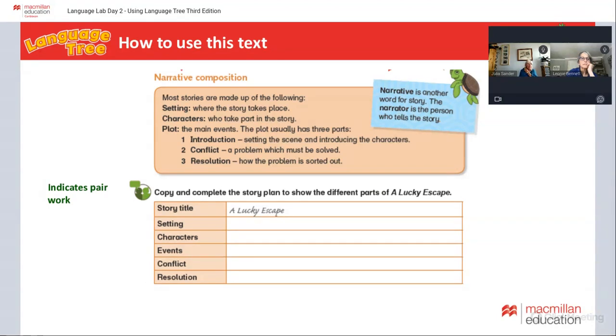Right, as you see, there's also something linked to the comprehension exercise. There will be something about, in this case, a story. So the students learn about narrative composition, how stories are made up, and then they have the chance to fill in a story plan based on the story that they have just read. And you will find in other units where you have an expository text, you'll have a relevant exercise about how an expository text is written. Can we have the next slide, please?